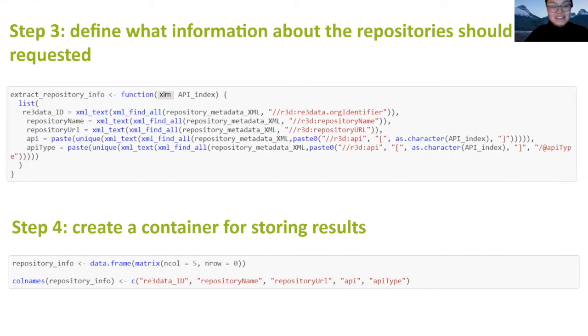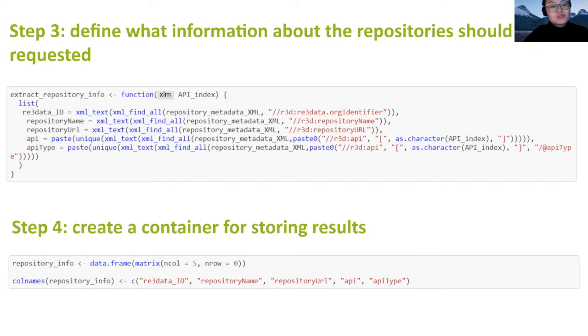Yeah, a similar approach, exactly like step two. We write a small function here, extract repository info, and we want to get a response as a list. The XPath for the API is a bit different from the others because one repository could have multiple APIs, right? So we ask R to find the first API and the first API value, and then the second API and the second API value.